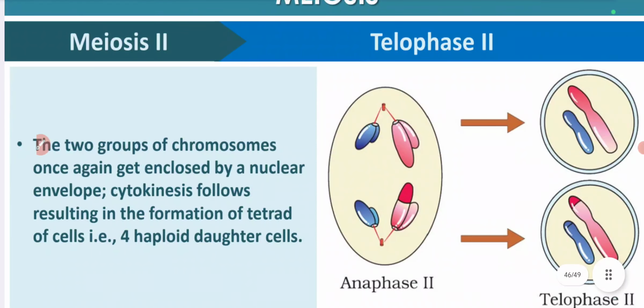And the last one is telophase 2. In telophase 2 of meiosis 2, the two groups of chromosomes once again get enclosed by a nuclear envelope. Cytokinesis follows, resulting in the formation of a tetrad of cells, that is, 4 haploid daughter cells are formed.